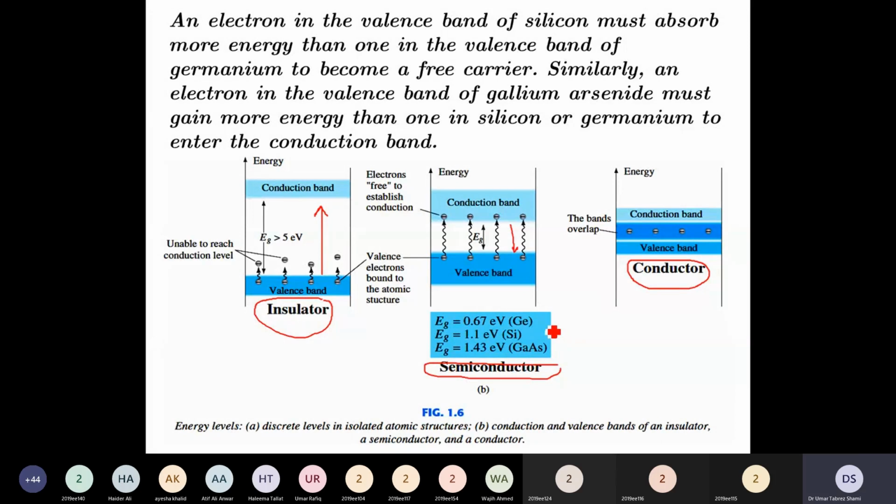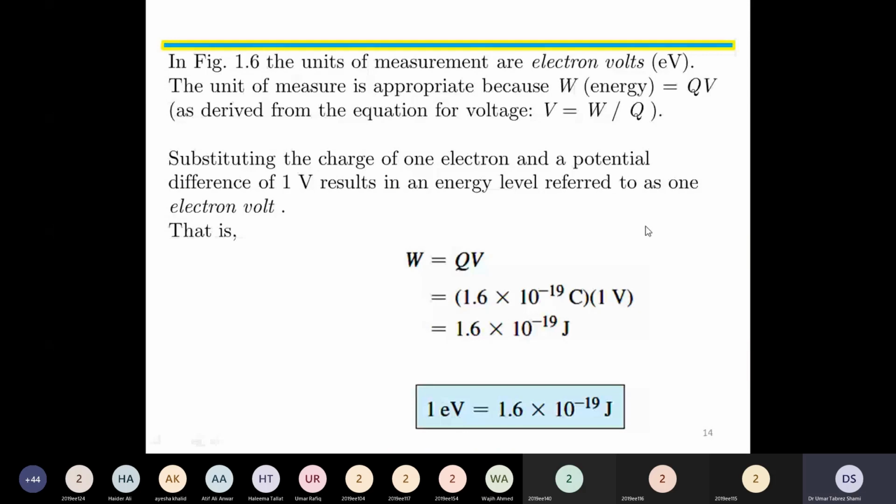arsenide. In the case of germanium, it is 1.6 electron volt. For silicon, it is 1.1 electron volt. And in the case of gallium arsenide, it is 1.4 electron volt. The last slide is that the electron volt, measured as eV, is equal to 1.6 times 10 to the power minus 19 joules. So 1 electron volt is equal to 1.6 times 10 to the power minus 19 joules.